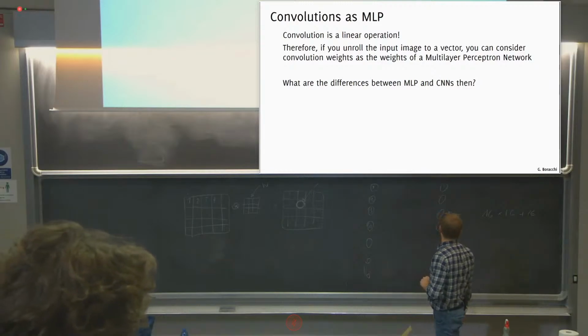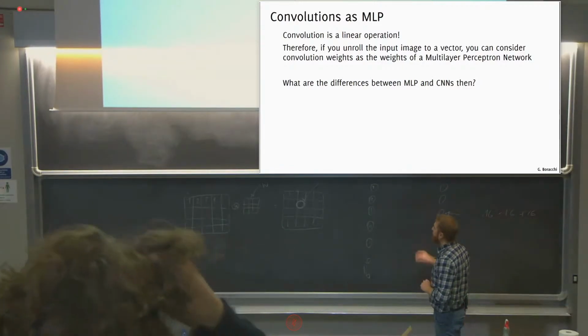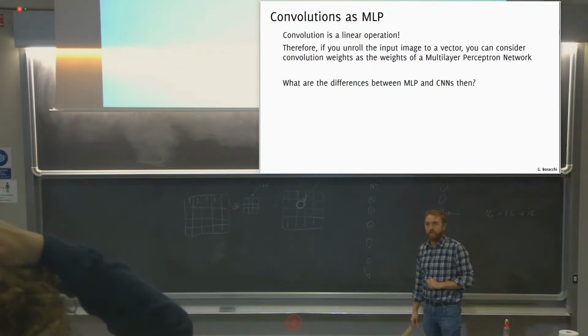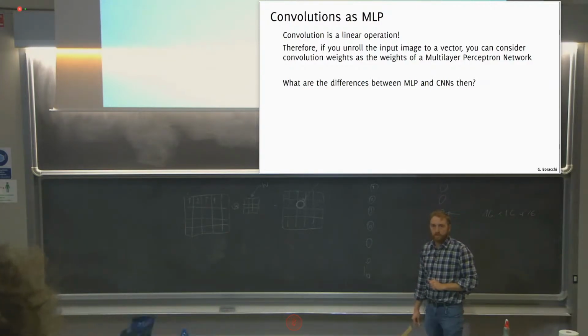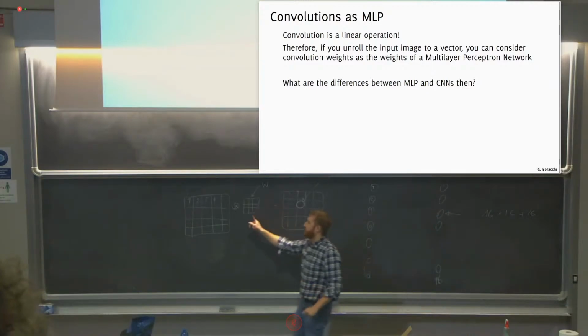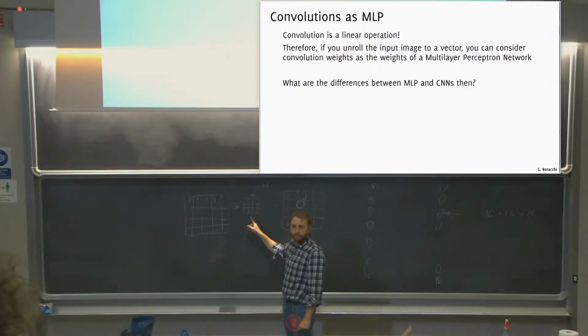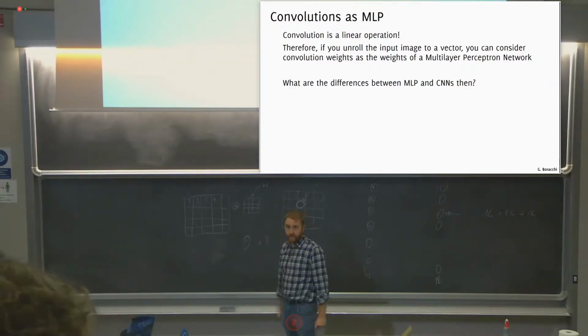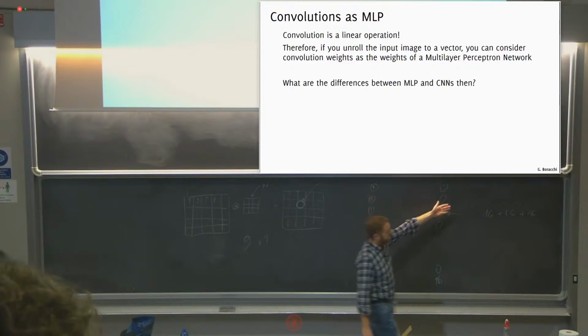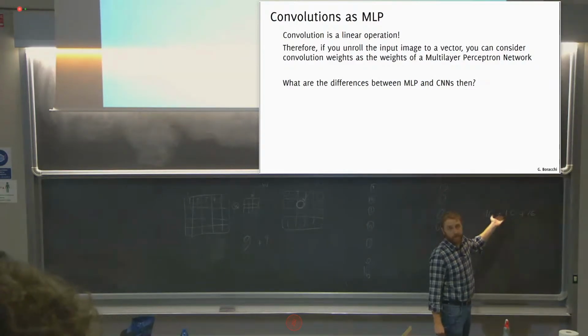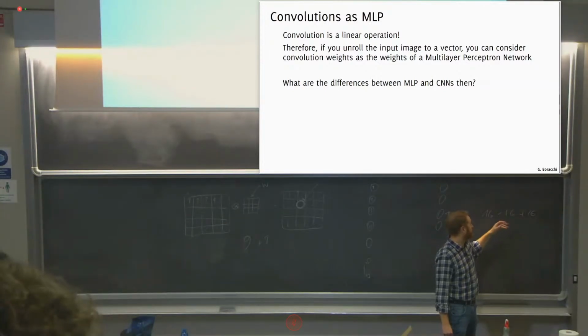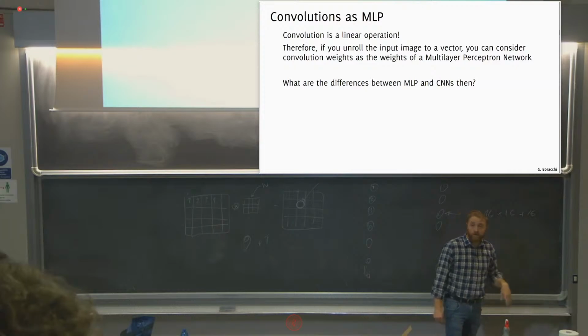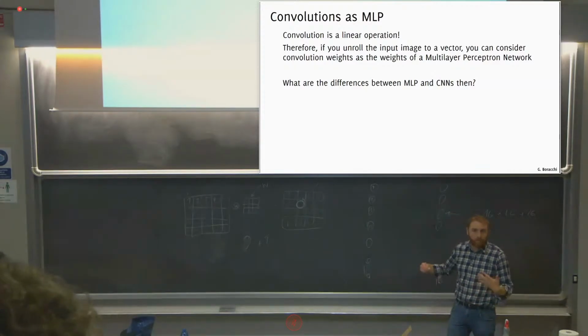What happens instead when I have a convolutional neural network? How many parameters do I have here? 9 plus 1, the bias. So this is incredibly fewer, right? Compared to 256 plus 16, it's incredibly fewer weights.